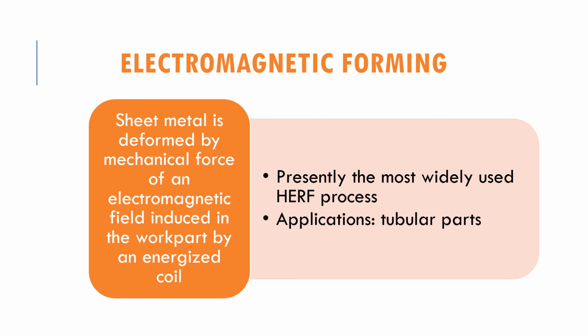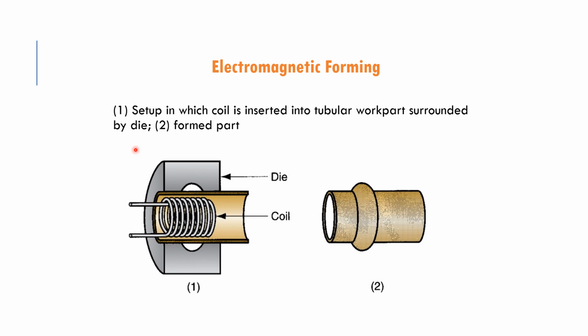The next process is electromagnetic forming. The sheet metal is deformed by mechanical force, where an electromagnetic field is induced in the part by the energized coil. Presently it is the most widely used HERF process and is usually used for tubular parts. Here is the setup for electromagnetic forming. If you look here, this is the die and this is the coil that will transmit the electromagnetic force to the part. When the coil is placed inside the tubular part, the electromagnetic forming will take place, and then the product will follow the die shape, like this one.